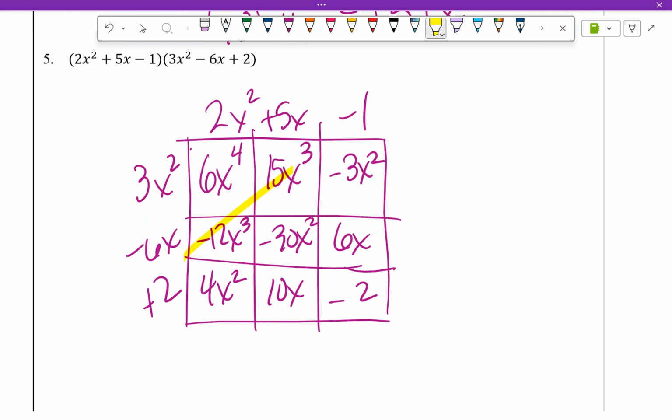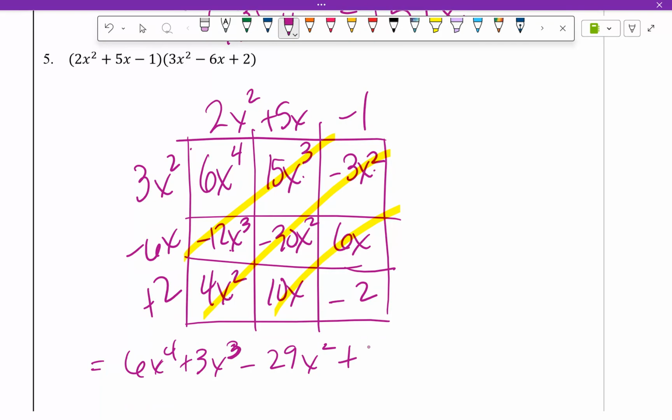Okay. Did my diagonal trick work again? Yeah. Okay. So across the diagonals, I've got 6x to the 4th, -12x cubed, and 15x cubed. What'd you get? 3x cubed. 4x squared minus 30 minus 3. 29x squared, and then 10 plus 6. And then minus 2. Okay? We handle it? All right.